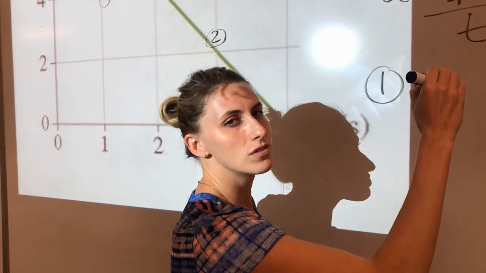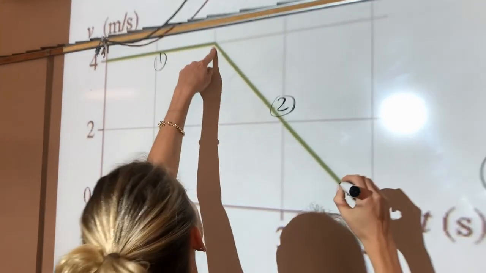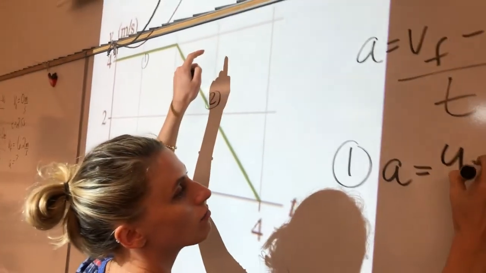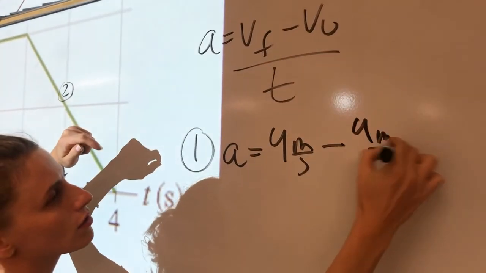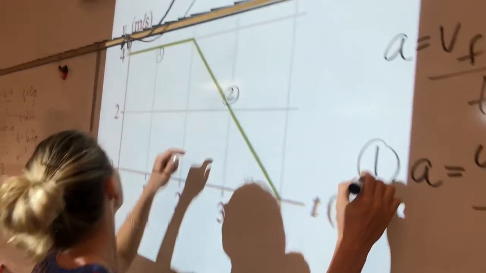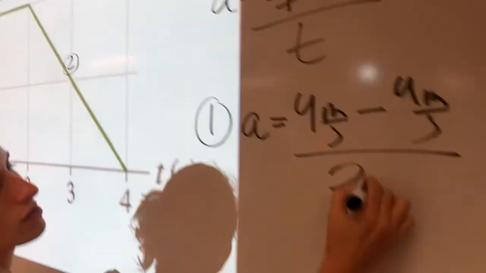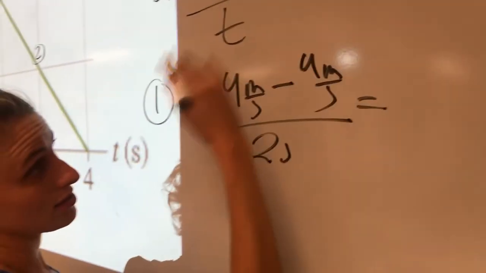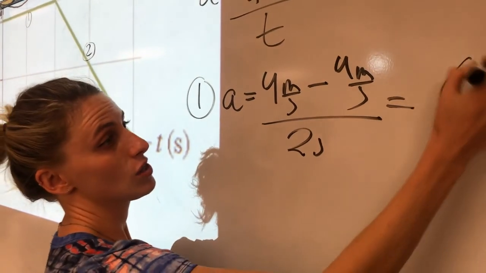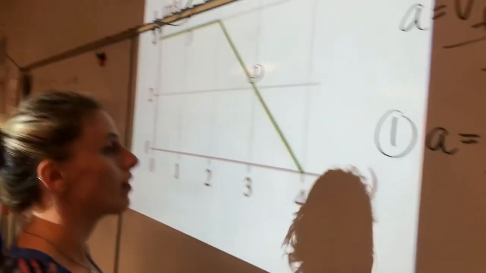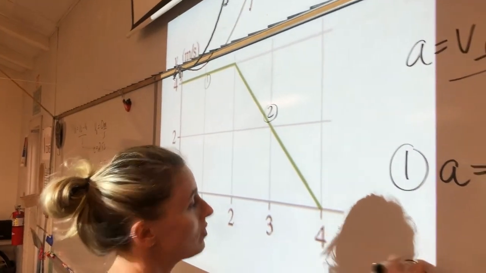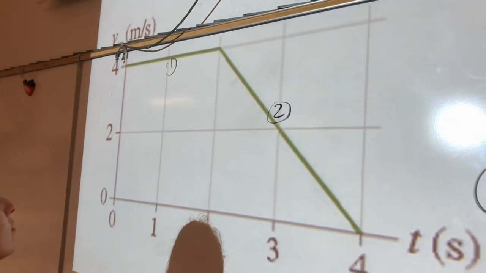You'd better be able to. What do you think it is? Okay, so our final is going to be 4 meters per second minus initial is 4 meters per second. Were you right? And how much time? 2 seconds. Now to do this math is silly because the top is 0. 0 divided by anything is 0. So 0 meters per second squared. Okay. It's a horizontal line. Yeah, hopefully you guessed that right.